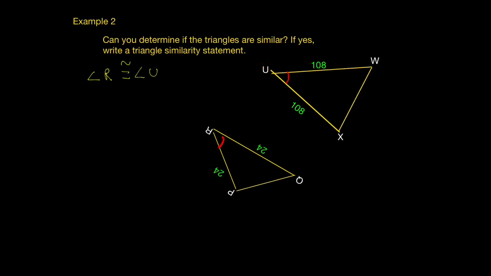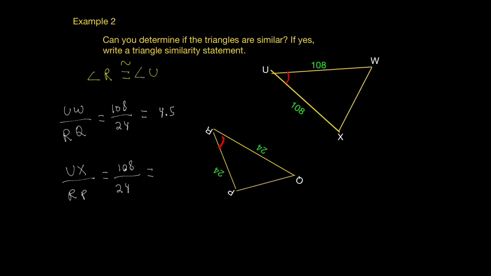So let's get UW, and we're going to divide that by RQ. UW has a length of 108 and RQ has a length of 24. And 108 divided by 24 gives us 4.5. Now let's do the same thing with the other length. So here we have UX. We're going to divide that by RP. So here we get UX over RP. UX is also 108. RP is 24. And we already did this calculation: it is 4.5.